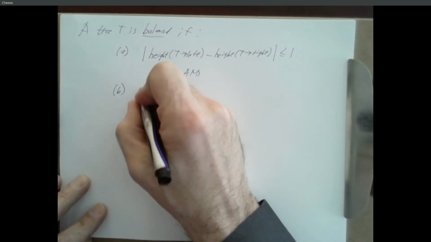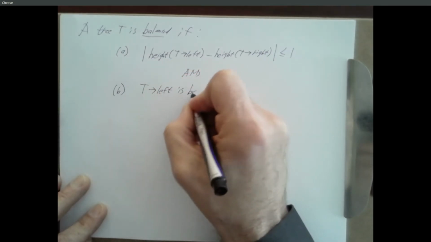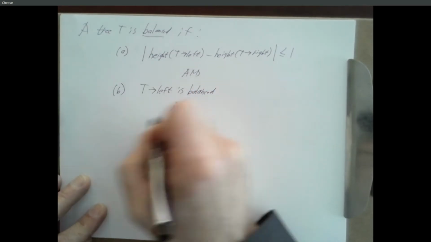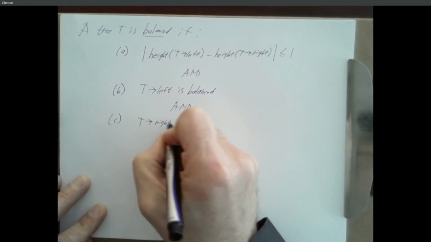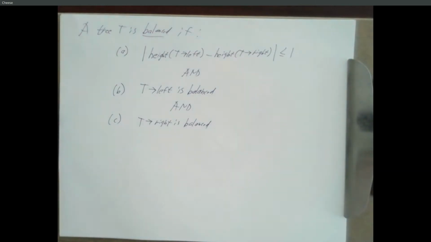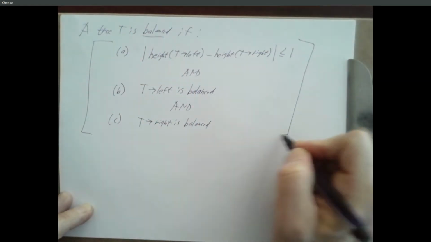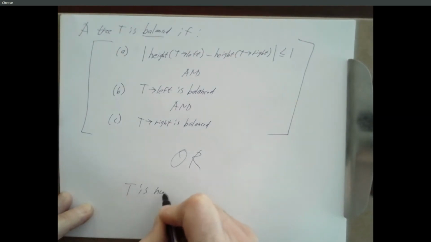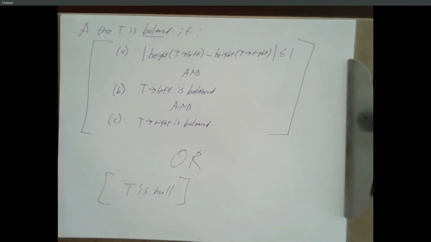And we also need the left subtree to be balanced and the right subtree to be balanced. So a tree T will be balanced if its left and right subtrees are almost the same height and the left and right subtrees are both balanced themselves. Or T is null. So there are 2 ways a tree can be balanced. It could be completely empty, and that's balanced by definition, or it can satisfy these 3 conditions on top: left and right subtrees close in height, left and right subtrees balanced.